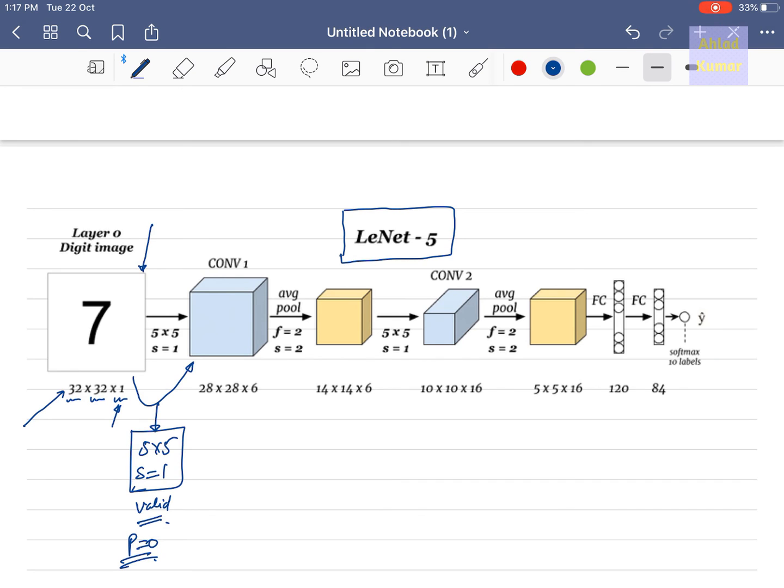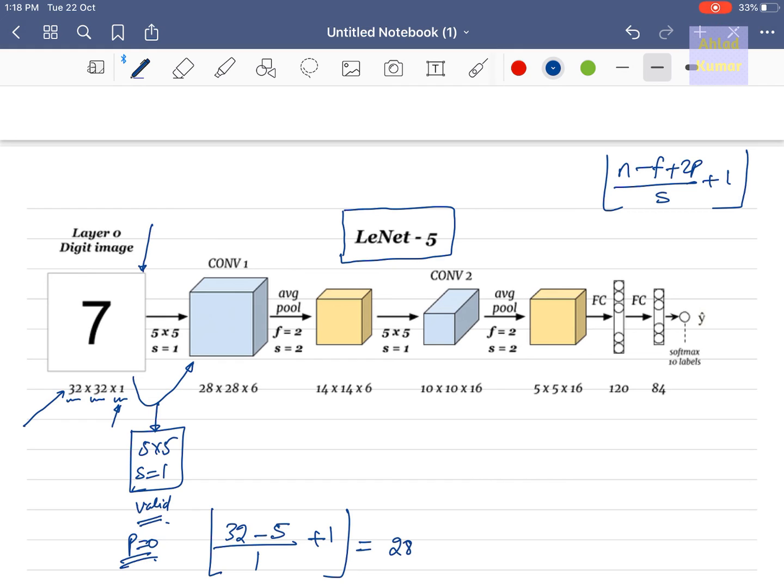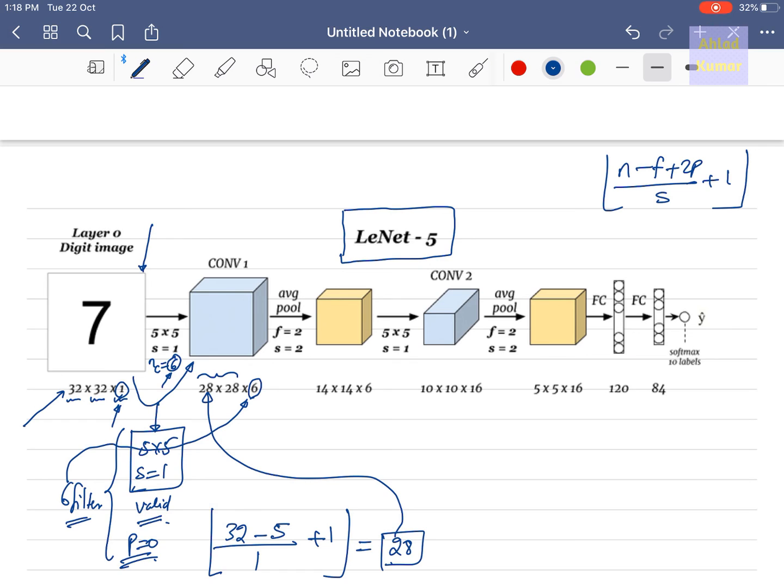If that is the situation, we apply this formula, which is the floor of (n minus f plus 2p) over stride, plus 1. If we put in these values, what will be the answer? It will be 32 minus 5 over the stride, which is 1, plus 1, and we use the floor function for that. So the result is 28. This is the output, 28 is over here. So we are getting a 28 cross 28 image, and please note, this is 6 and here it is 1. The reason for that is we are using 6 filters in the convolutional layer. It's not given here, but you can write it as NC equal to 6. This means you are using 6 channel filters. That's why this 6 is replicated here.